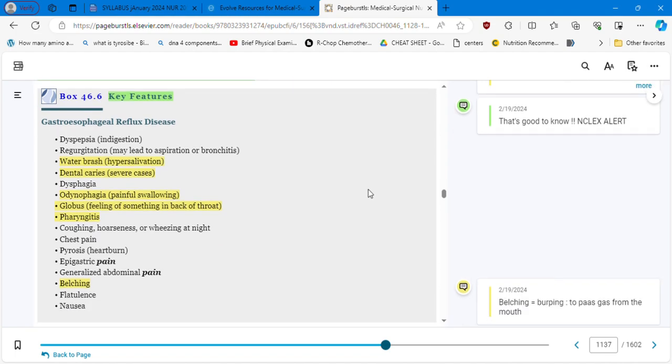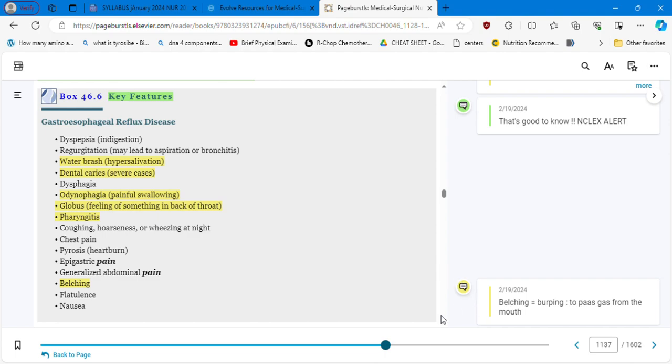So the key features of gastroesophageal reflux disease: you're going to see dyspepsia, regurgitation, water brash, which is hypersalivation, dental caries, and in severe cases, dysphagia, odynophagia, which is painful swallowing, and globus, a feeling of something in the back of the throat, which is sometimes a permanent feeling. Some people report they have a permanent feeling of something in the back of the throat. It's like the food is there, but I have finished my meal, and I feel I'm still having food there. Pharyngitis, coughing, chest pain, pyrosis, which is heartburn, epigastric pain, belching.